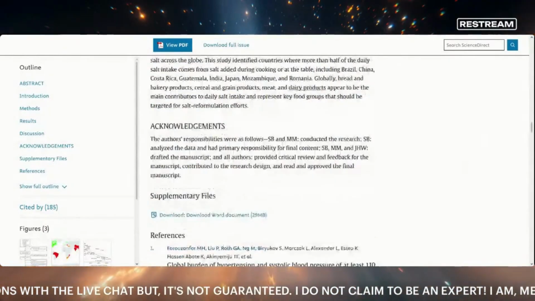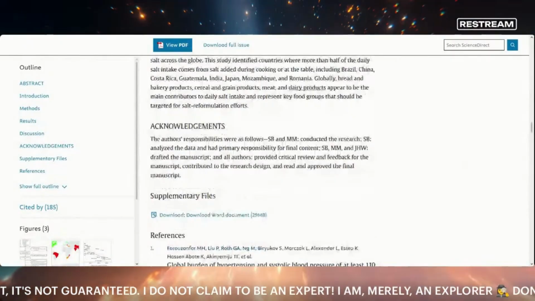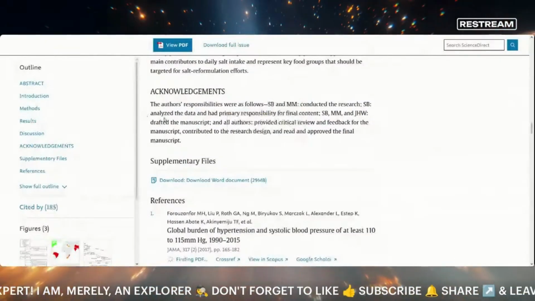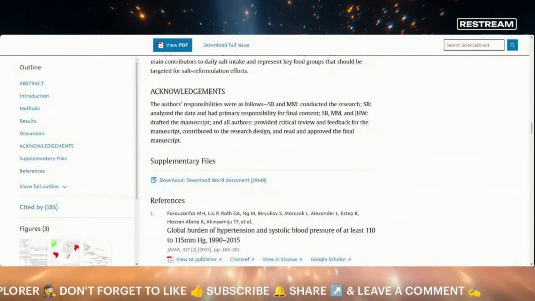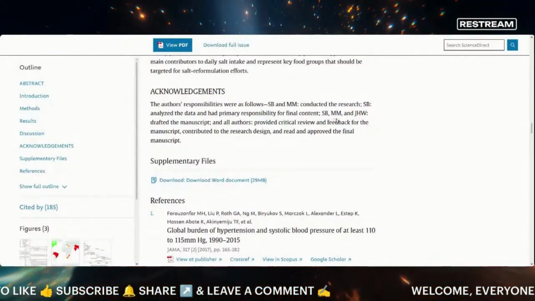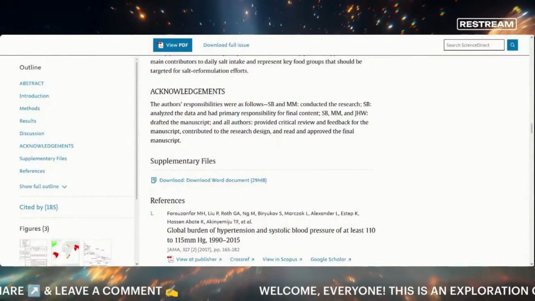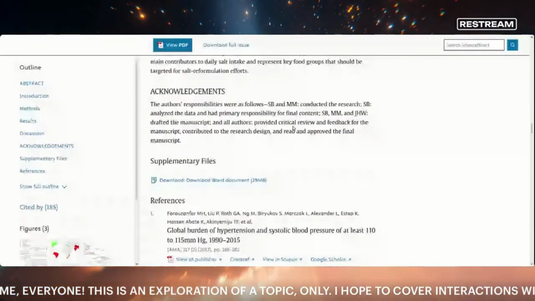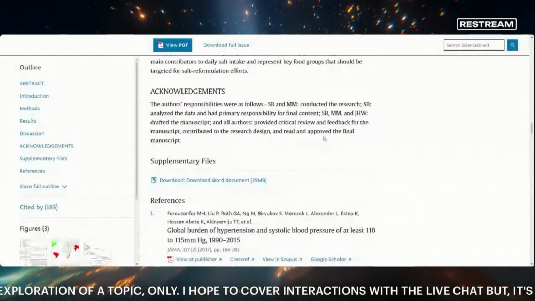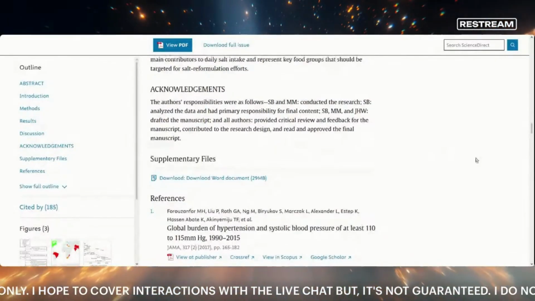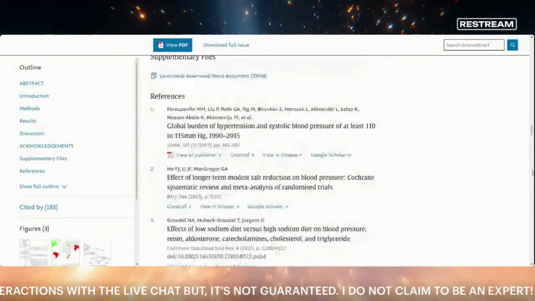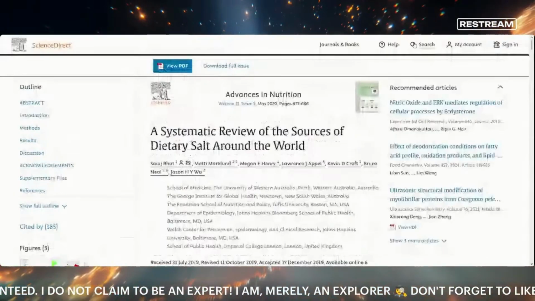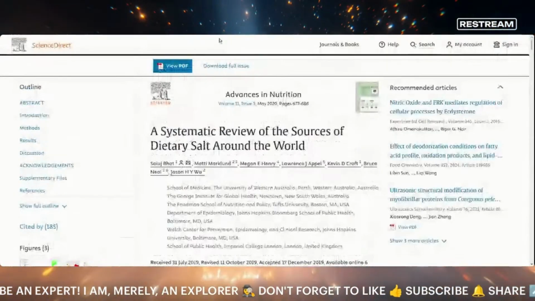It says acknowledgements. The authors' responsibilities were as follows. SB and MM conducted the research. SB analyzed the data and had primary responsibility for final content. SB, MM, and JHW drafted the manuscript and provided critical review and feedback for the manuscript, contributed to the research design, and read and approved the final manuscript. And that, my dears, is about as far as I can go for today, and is the end of that article anyway.